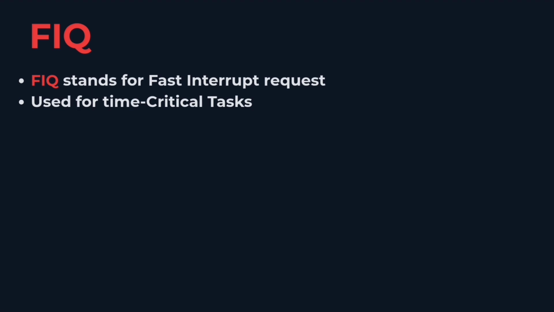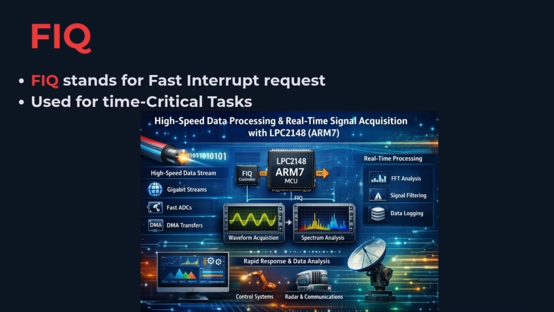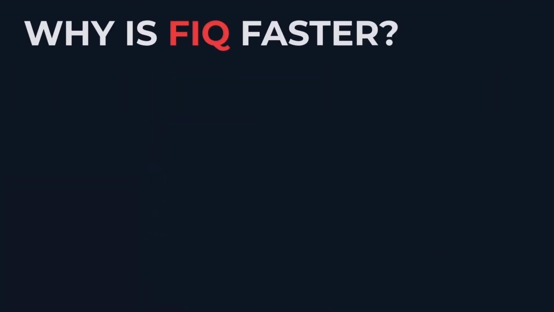FIQ stands for Fast Interrupt Request. It is designed for very time critical tasks where extremely fast response is required, such as high speed data acquisition or real time signal processing. The main reason FIQ is faster is because of banked registers.